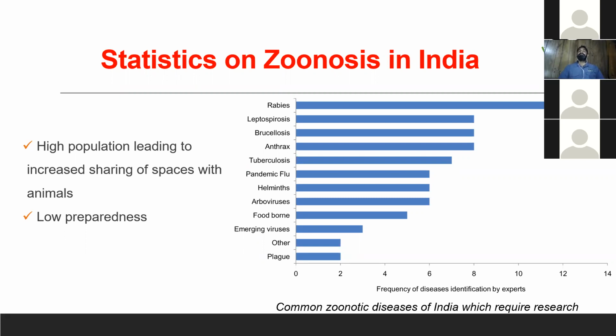So in India, we have the highest zoonotic problem of rabies, the second highest is leptospirosis, and the third is brucellosis and anthrax. All those three major zoonoses are almost in equal numbers, but these common zoonotic diseases of India require a lot of research. Neglected or re-emerging diseases need to be on our priority list so that we will not miss out anything about known diseases.